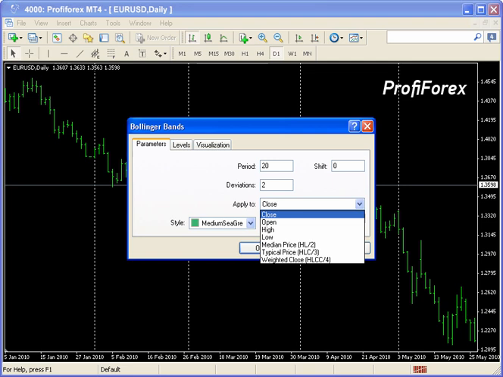When we're choosing the method, we specify the prices to which the indicator will be applied. These are open prices, close prices, maximums, minimums, and their different combinations.